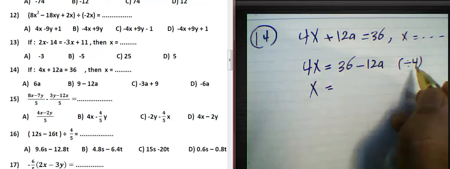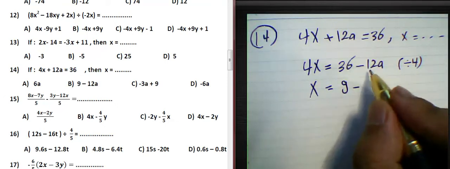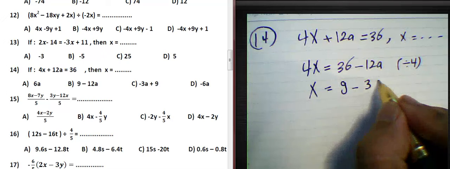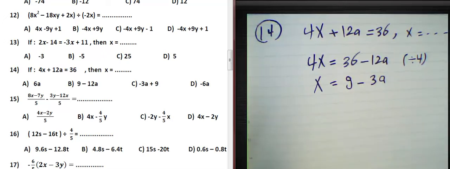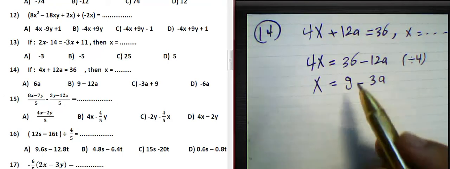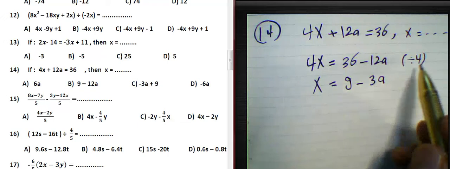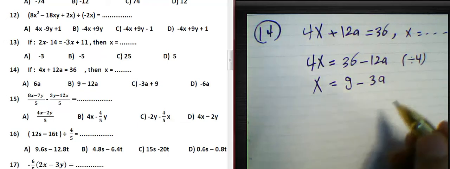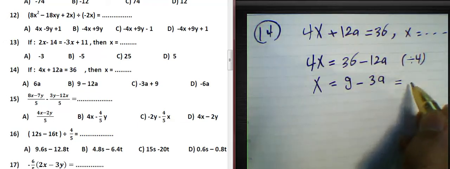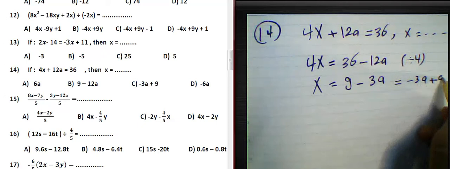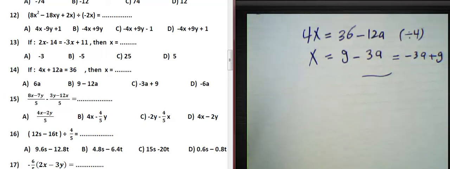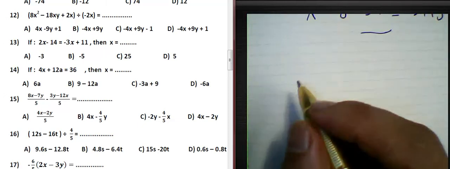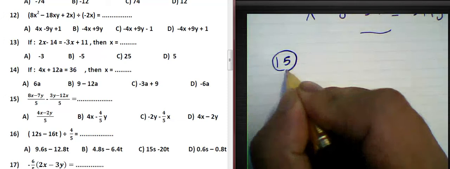x equals 36 divided by 4 equals 9. 12a divided by 4 equals 3a. So x will be 9 minus 3a. Okay, this is the result. Again, 36 divided by 4 equals 9, 12 divided by 4 equals 3. So the result will be 9 minus 3a or negative 3a plus 9. It was question 14. And what about question 15? Look at with me, question 15.